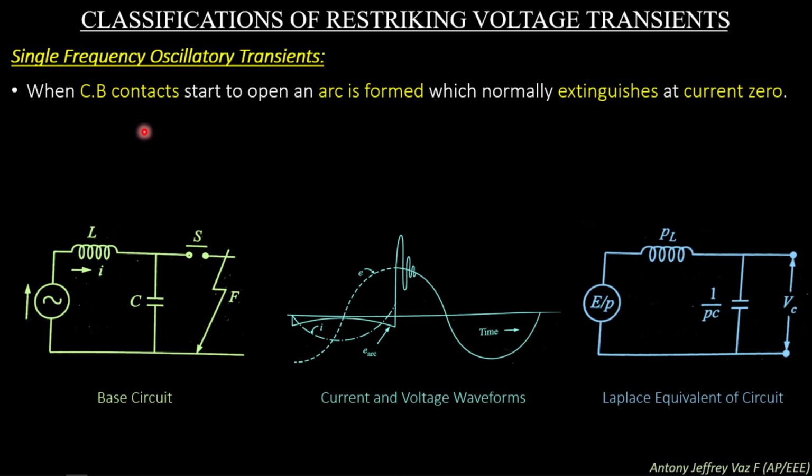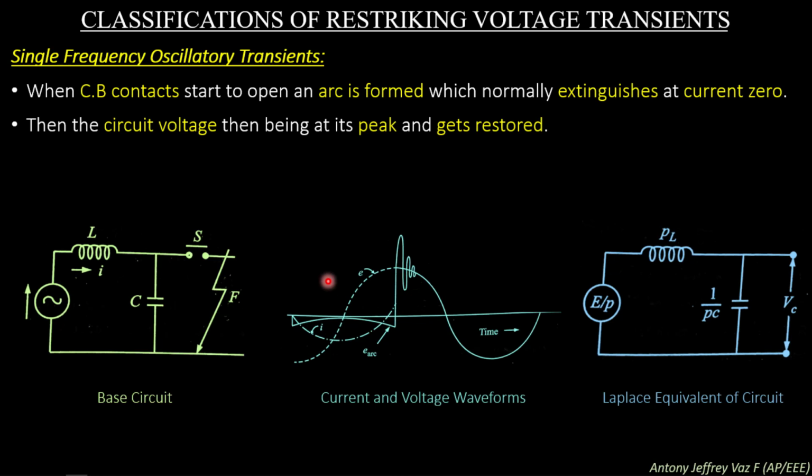When circuit breaker contacts start to open, an arc is formed which normally extinguishes at current zero. We know that in an alternating current wave, the current passes through the zero position. So, when an arc is formed and the circuit breaker tries to trip the circuit, the arc will vanish automatically at the current zero position. Then the circuit voltage, being at its peak, gets restored.